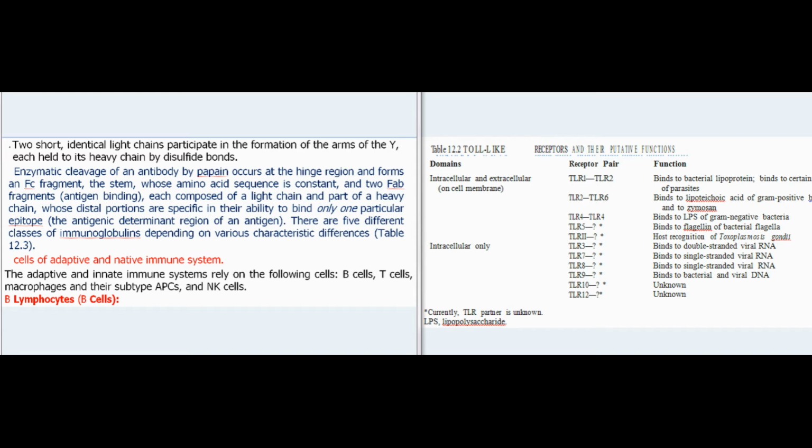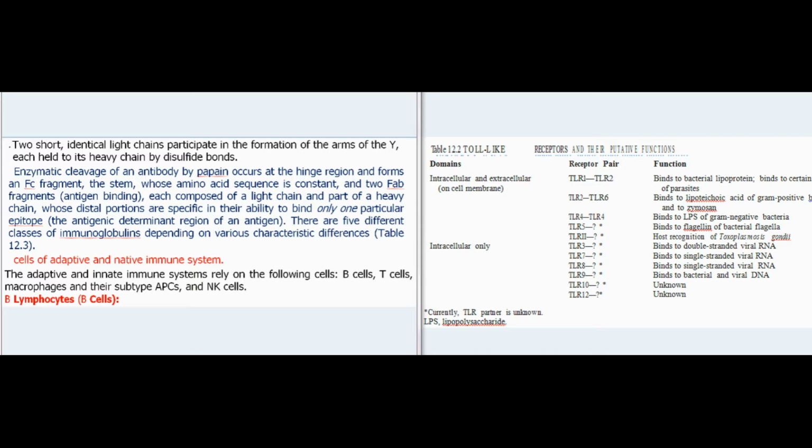Two short, identical light chains participate in the formation of the arms of the Y, each held to its heavy chain by disulfide bonds. Enzymatic cleavage of an antibody by papain occurs at the hinge region and forms an Fc fragment, the stem, whose amino acid sequence is constant, and two Fab fragments (antigen binding), each composed of a light chain and part of a heavy chain, whose distal portions are specific in their ability to bind only one particular epitope, the antigenic determinant region of an antigen.